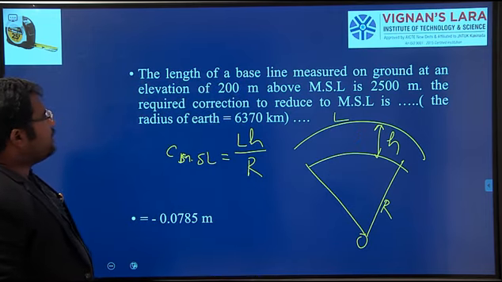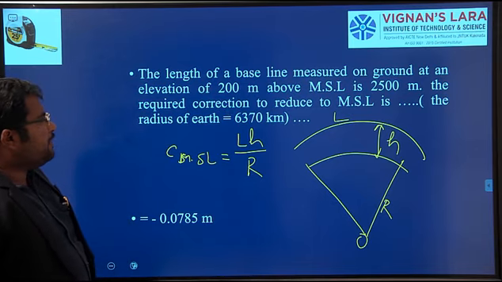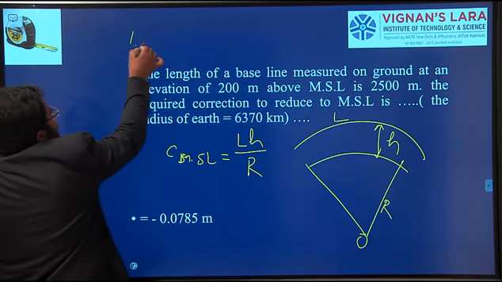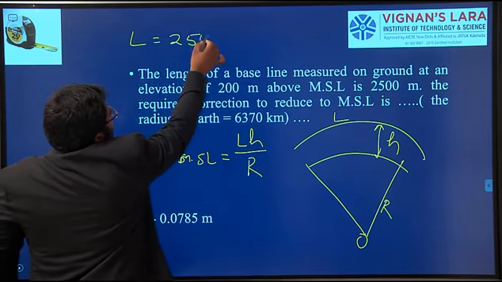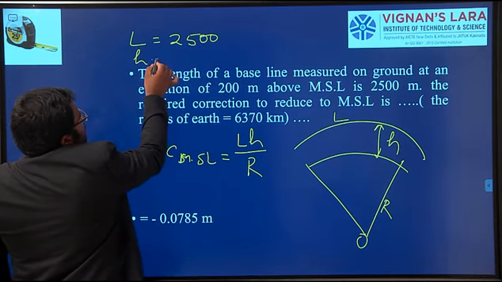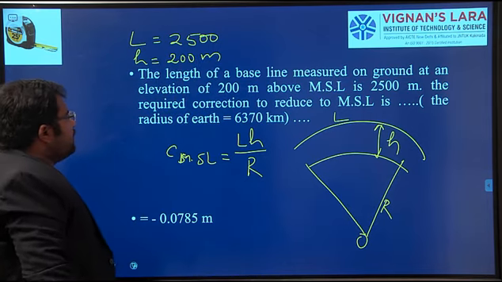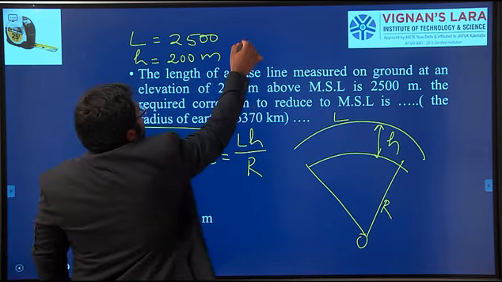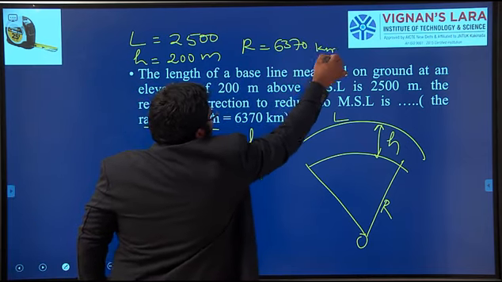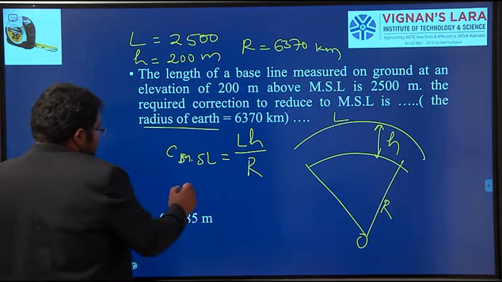Here he is telling that it is an elevation of 200 meters above MSL, with 2500 meters given. L is equal to how much? L is equal to 2500 meters. And what is the elevation? H is equal to 200 meters. And also the radius of earth is given as R is equal to 6370 kilometers. Okay. Now we can substitute here.